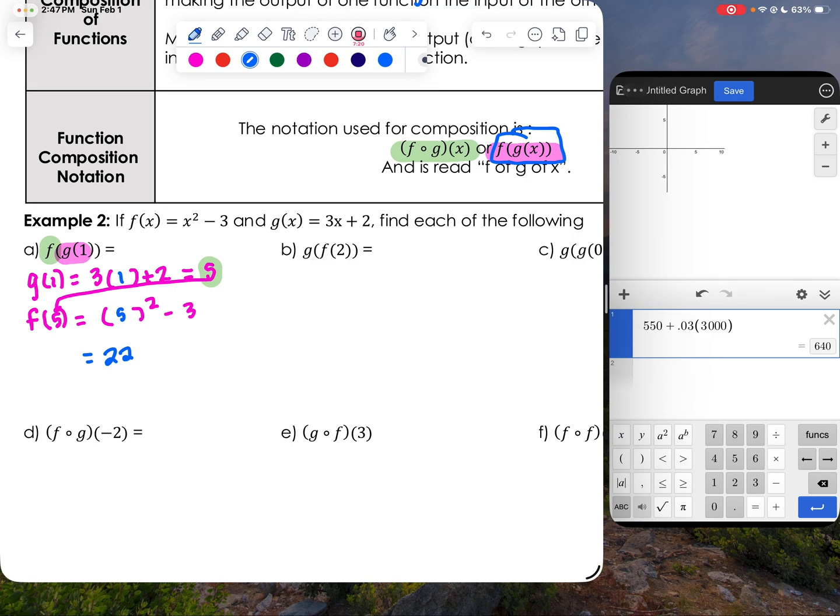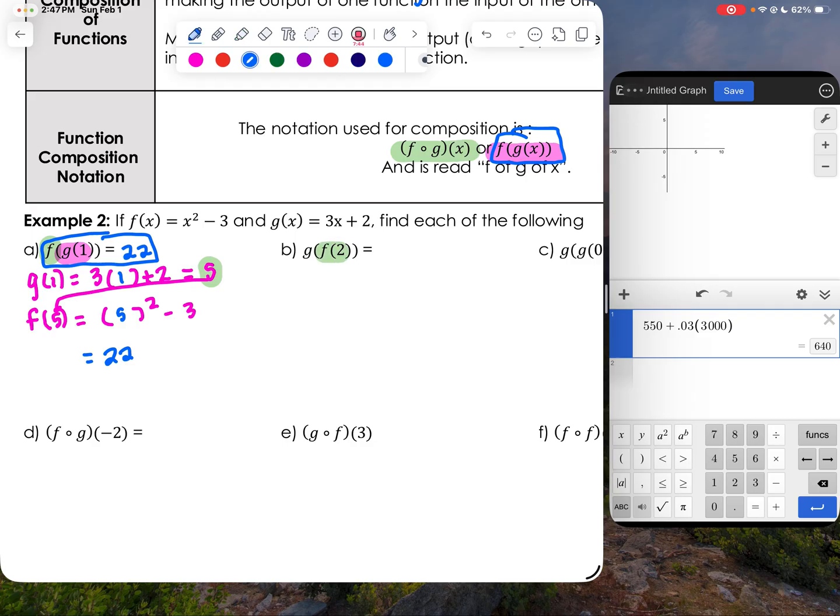Now go back to the very beginning of the problem. F of g of 1 would be 22. All right, let's look at another example. We're asked to find in problem B, g of f of 2. So remember, always start on the inside of the parenthesis.